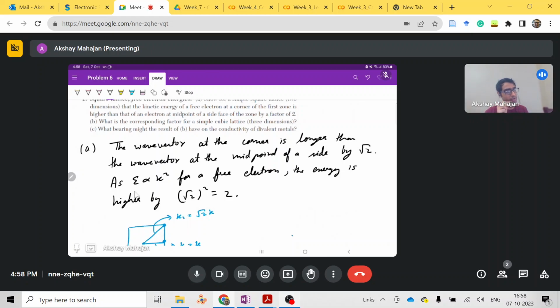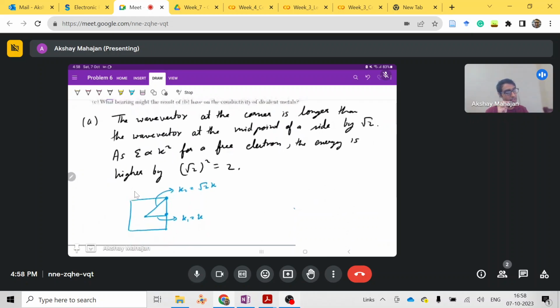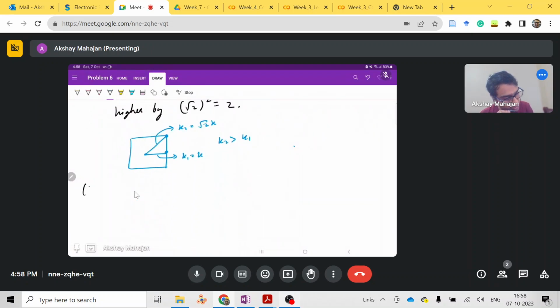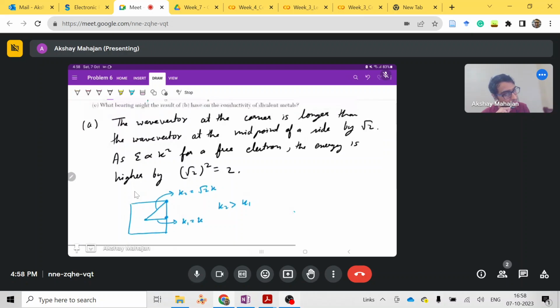The wave vector at the corner is longer than the wave vector at the midpoint. So k2 is root 2 times k, so k2 is greater than k1 at the midpoint by root 2 times. And thus, since the energy goes as k squared, the energy is higher by root 2 whole squared, which is 2. So this is an easy one.